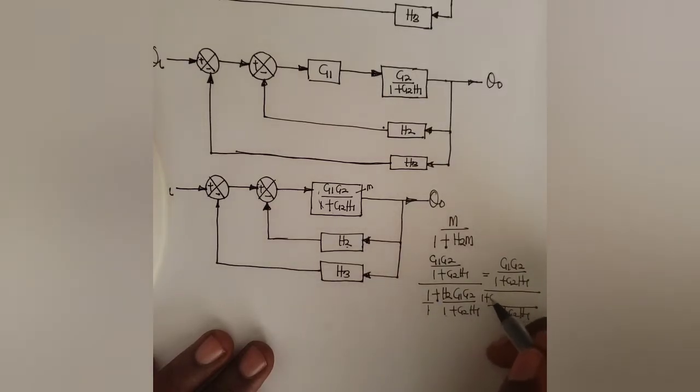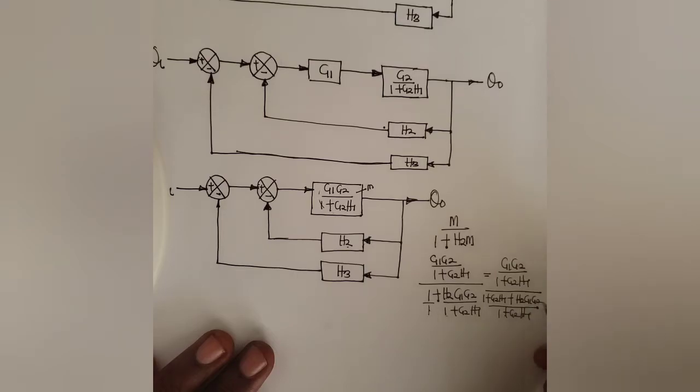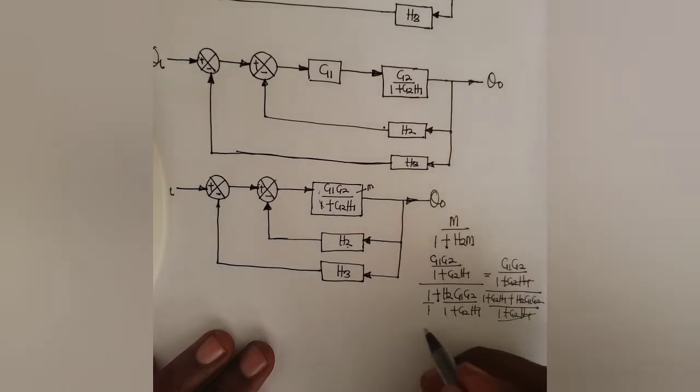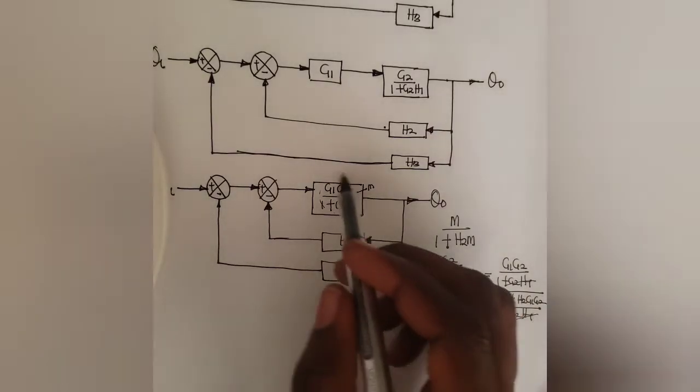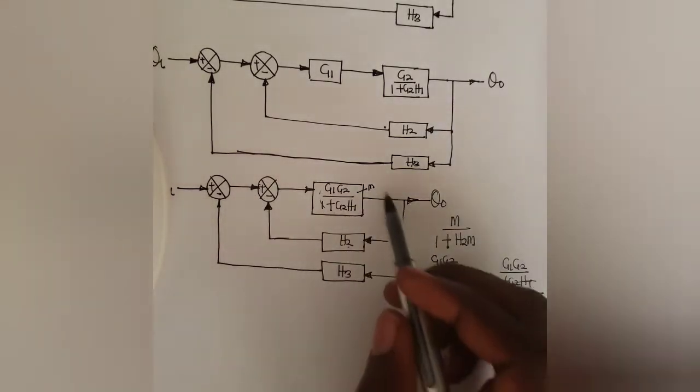I will have 1 plus G2 H1 plus this can cancel this. I will have 1 times this. I will have H2 G1 G2, so this can take care of this, and my resulting answer will be G1 G2 all over 1 plus G2 H1 plus G1 G2 H2. So this is what I'm going to have if I reduce this to a block diagram.